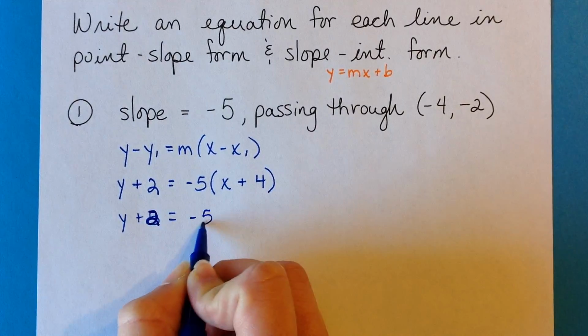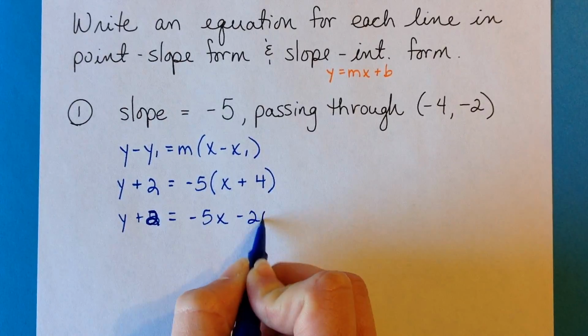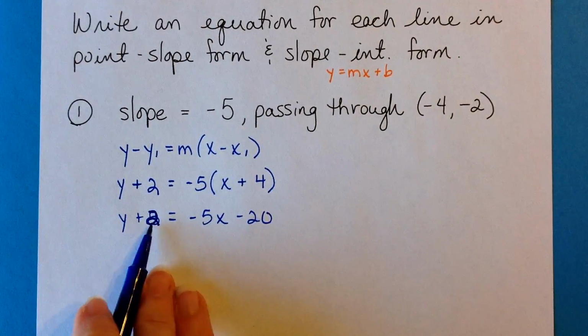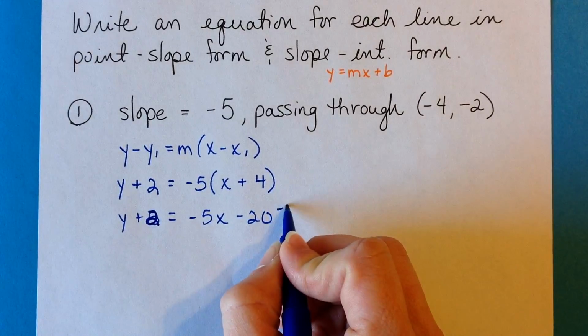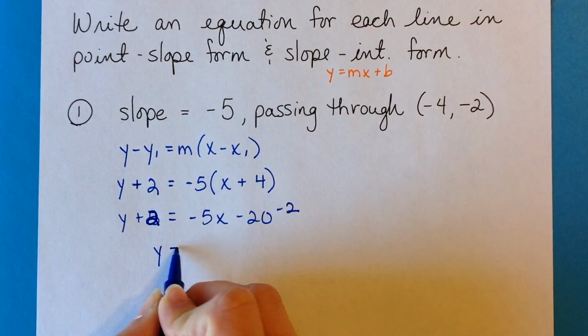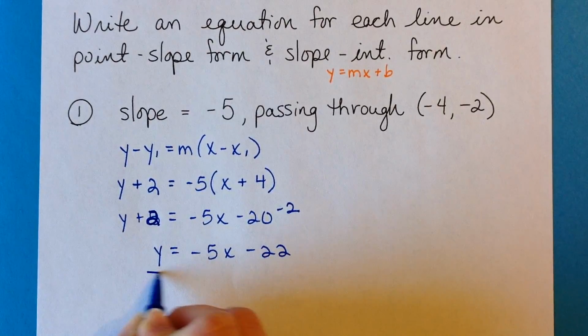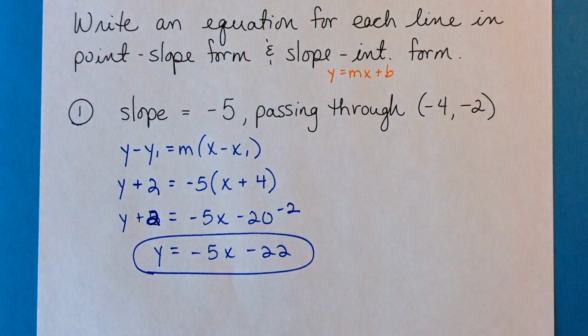So that would give me -5x minus 20. And then in order to get y by itself, I have the +2. That would require that I subtract 2. So y would be equal to -5x minus 22. So this is the equation of my line in the slope-intercept form.